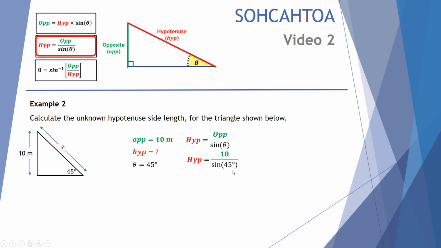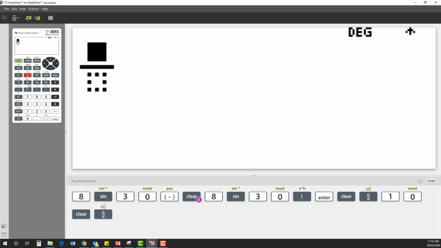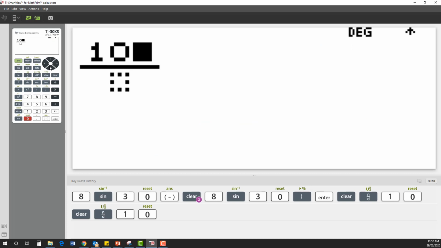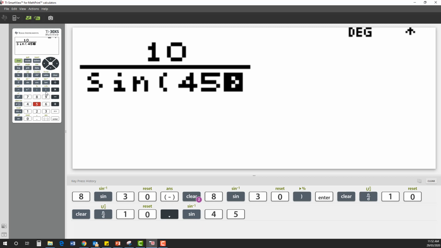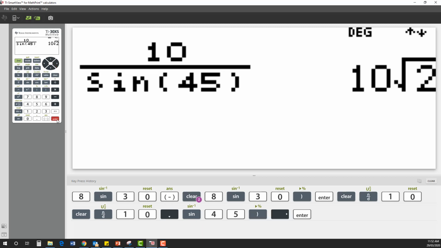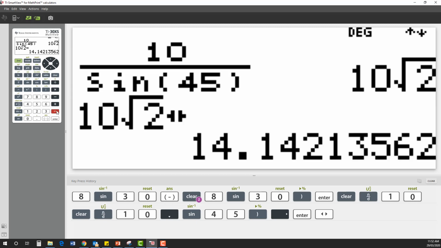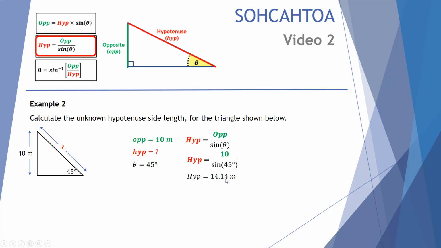Let's put this in our calculator to find a solution. Okay, so we want a fraction with a 10 on the top, divided by the sine of 45. And that gives us an answer of 10 root 2, which is what we call a surd, an exact value. I can hit the button here, which converts it to a decimal of 14.14. So the hypotenuse is 14.14 meters. So to answer this question, the unknown hypotenuse side length for the above triangle is 14.14 meters.